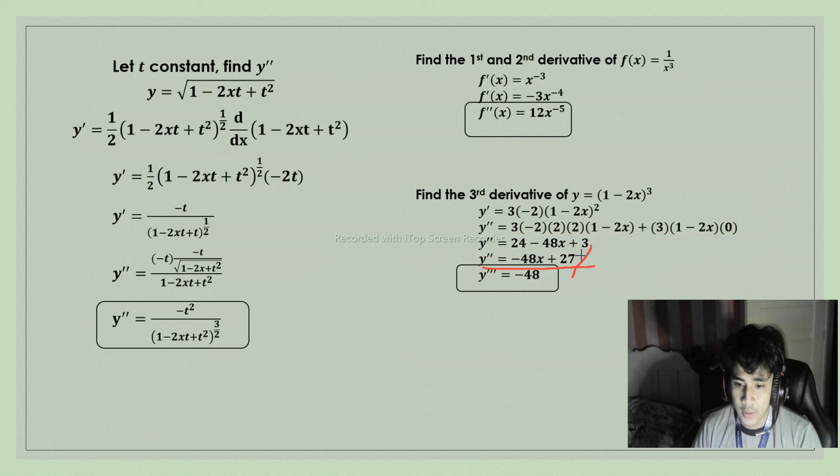Then, our third derivative, finding the third derivative. So, finding the third derivative, that will be the derivative of this one, constant. Babawasan lang natin yung variable. That will be the derivative of y is equal to quantity 1 minus 2x raised to 3 is equal to negative 48, the third derivative.